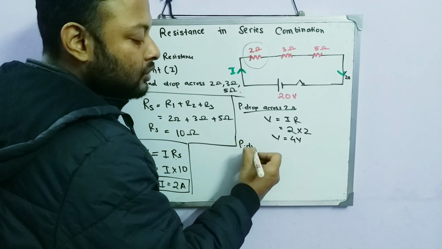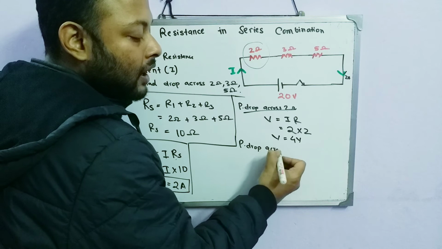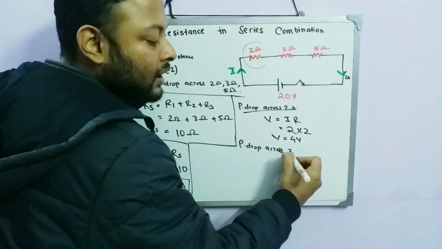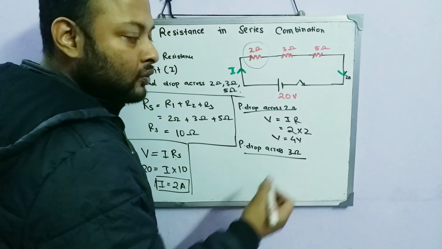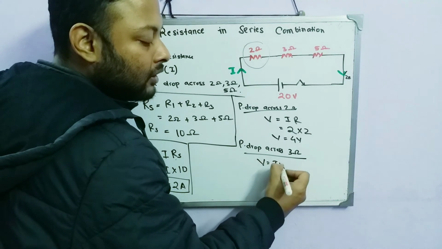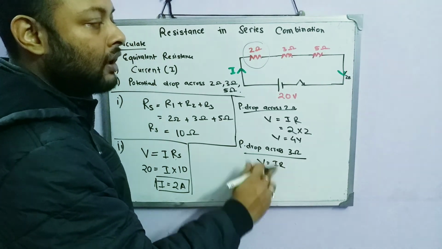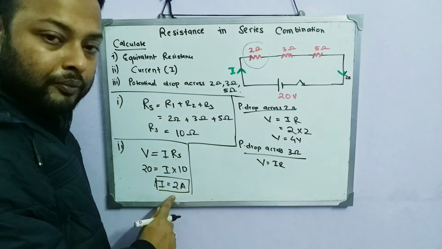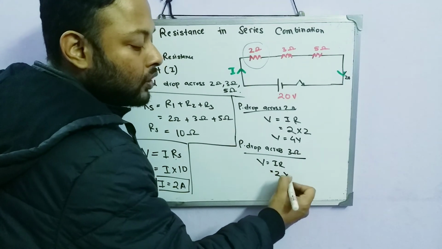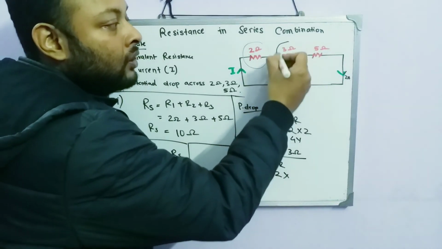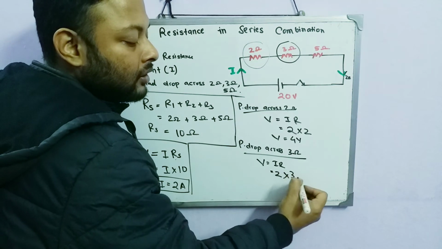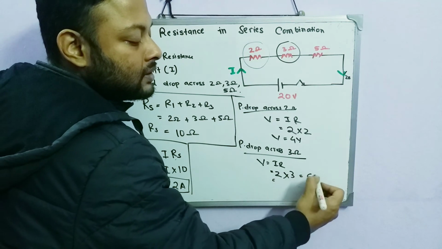Similarly, potential drop across 3 ohm, if they ask me 3 ohm, I'll use the same formula, V is equal to IR. Now what is the I? I is the same current which is flowing, that is 2 ampere. 2 into resistance, now I will take only this resistance, 3. So that becomes how much? 6 volt.